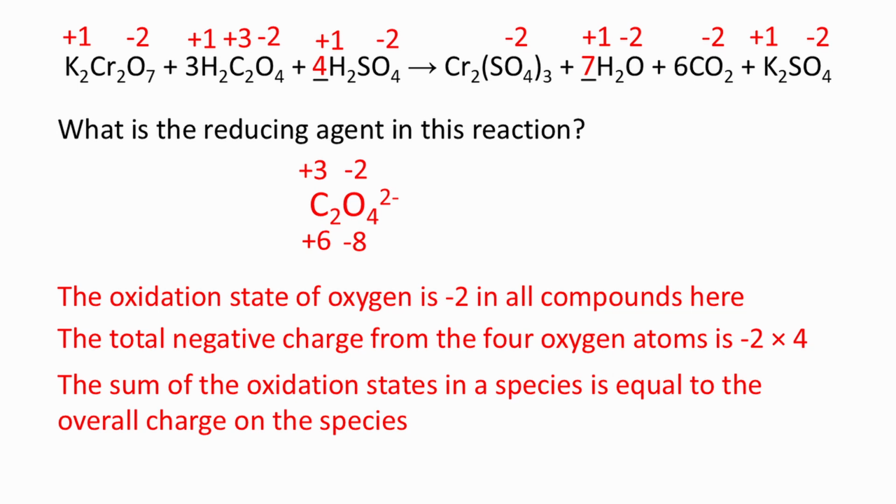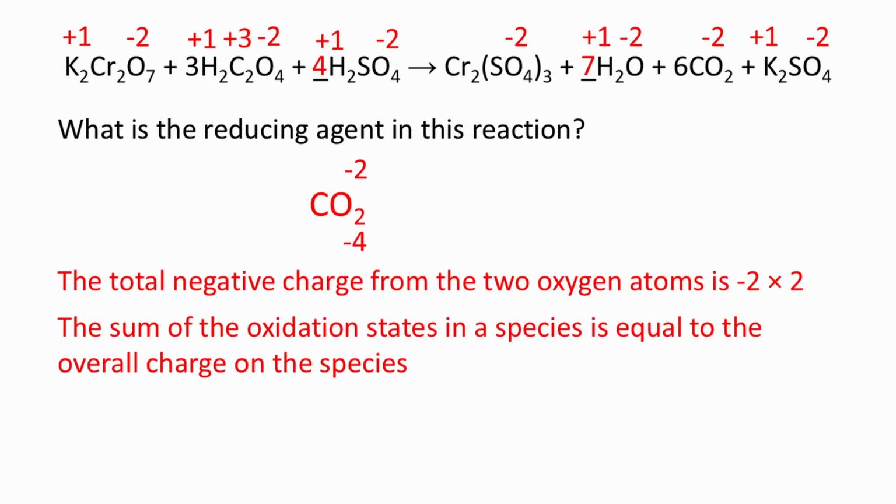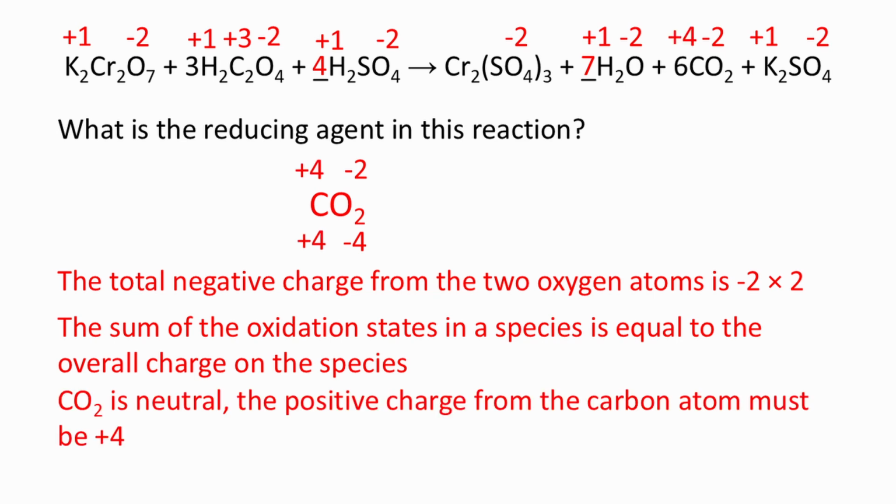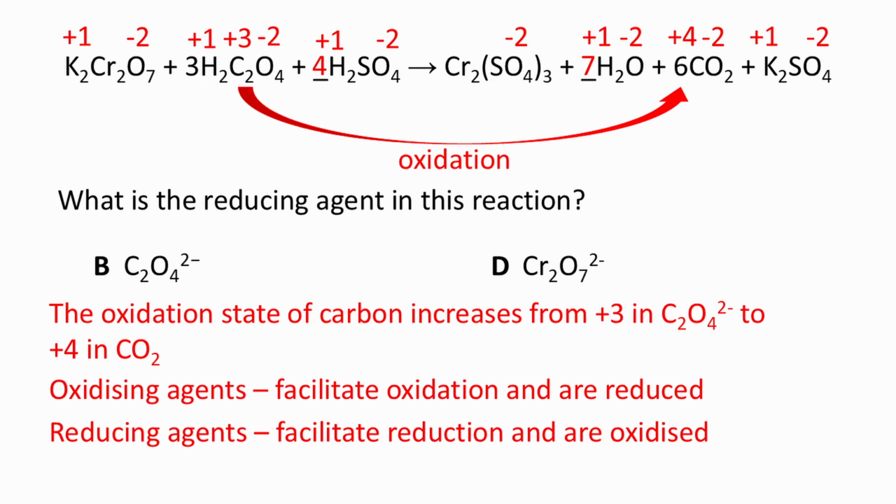I have added the oxidation state of carbon in ethane dioate above the ion in the overall equation. The total negative charge from the 2 oxygen atoms is given by -2 multiplied by 2, which is equal to -4. The sum of the oxidation states in a species is equal to the overall charge on the species. Carbon dioxide is neutral, so the positive charge from the carbon atom must be +4. The oxidation state of carbon in carbon dioxide is also +4. The oxidation state of carbon increases from +3 in C2O4 2- to +4 in CO2.